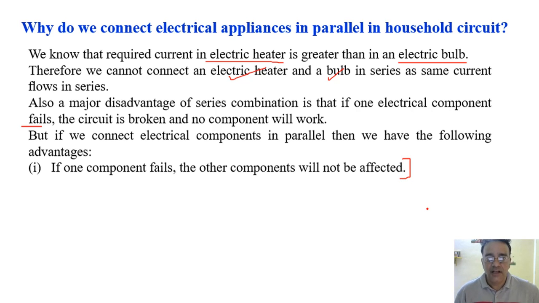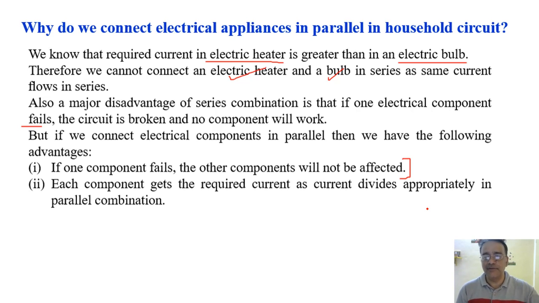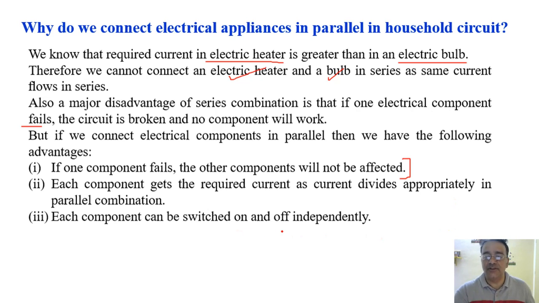Now each component gets the required current. जिसका resistance ज़्यादा होगा उसमें current कम होगा, जिसका resistance बहुत कम है उसमें current ज़्यादा flow होगा. So as per the requirement, the current will flow. So each component gets the required current, as current divides appropriately in parallel combination with respect to the resistance of the component.